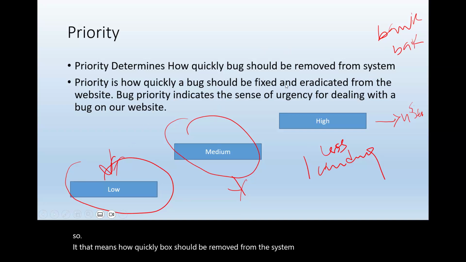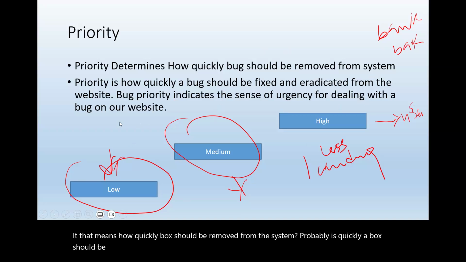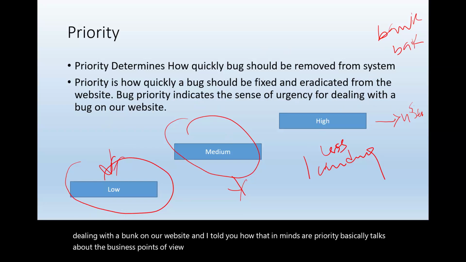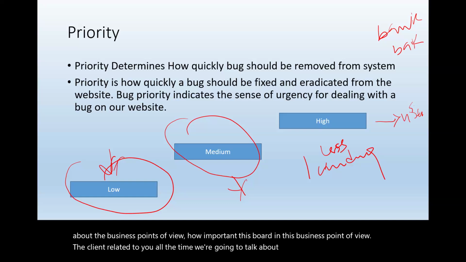Priority is how quickly a bug should be fixed and eradicated from the website. Bug priority indicates the sense of urgency for dealing with a bug on our website. And I told you to keep in mind that priority basically talks about the business point of view, how important this bug is from the business point of view. The client relates that to you all the time. We're going to talk about agile and we know what I'm talking about.